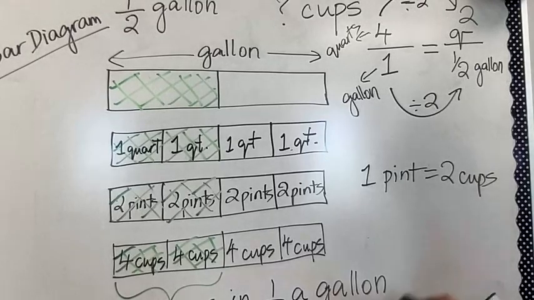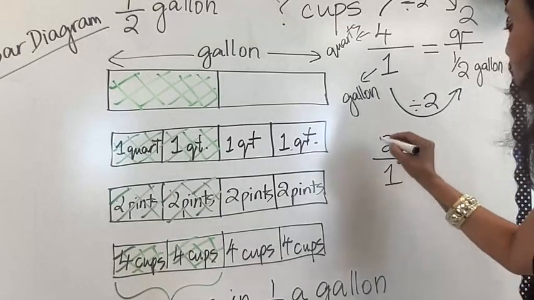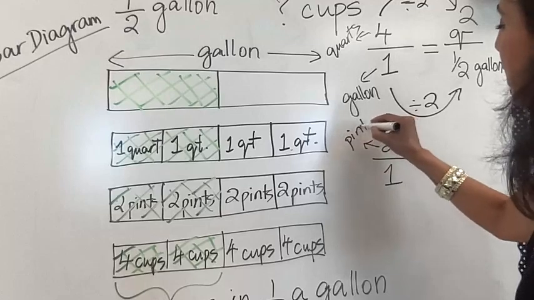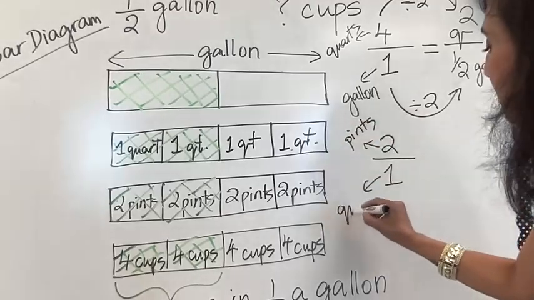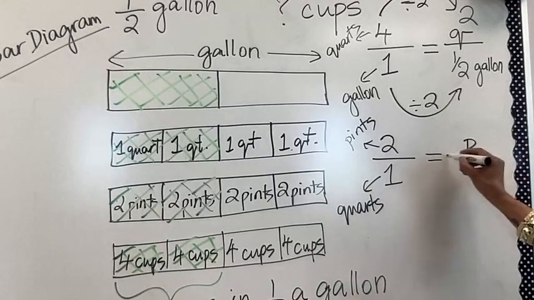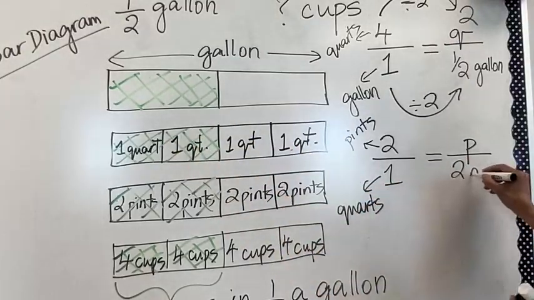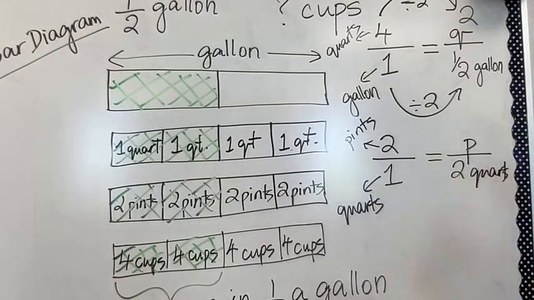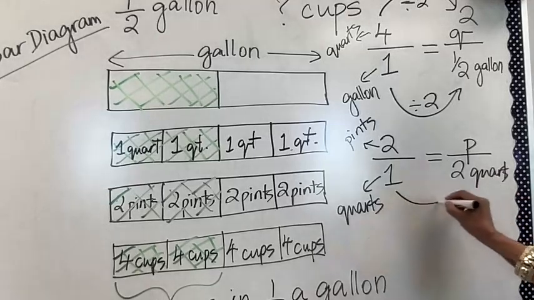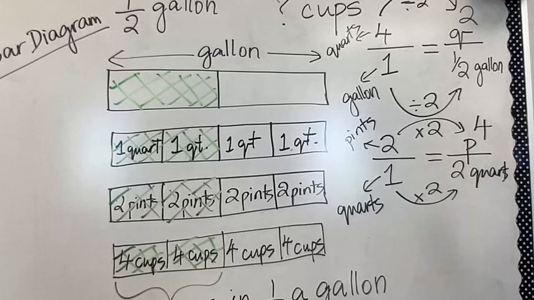And then I'm going to convert the quarts to pints. I have 2 pints in 1 quart. So this is my pints and this is my quarts. So how many pints do I have in 2 quarts? I then multiply by 2 because 1 times 2 gives me 2. Same thing over here, and I get 4 pints.